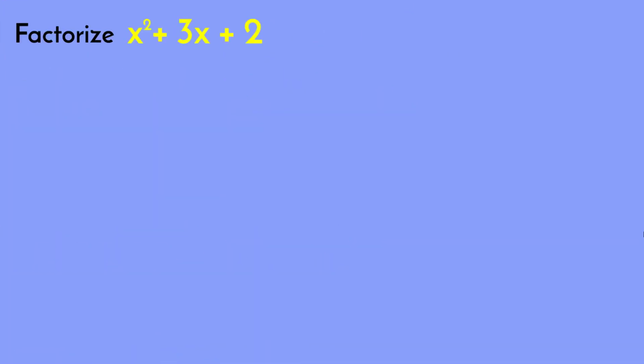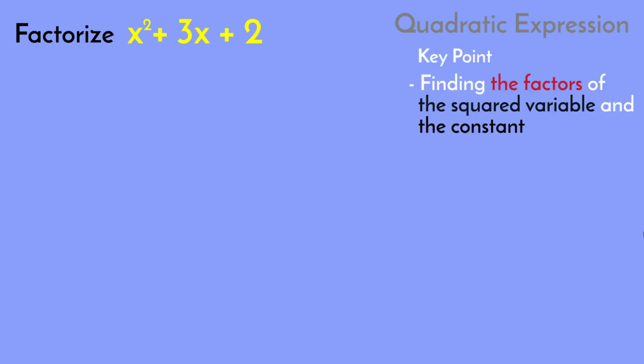Third example: factorize x squared plus 3x plus 2. This one is a bit different. We call this expression a quadratic expression. It's an algebraic expression in which the highest power of the variable is 2, and you don't see any common factor from all of the terms in this expression. The key point of factoring a quadratic expression is finding the factors of the square variable and the constant. From this example, you cannot solve it using the previous method because there is no common factor for all of the terms. And so, when factorizing a quadratic expression, you should use another method. I will show you one of the methods on how to solve this problem.